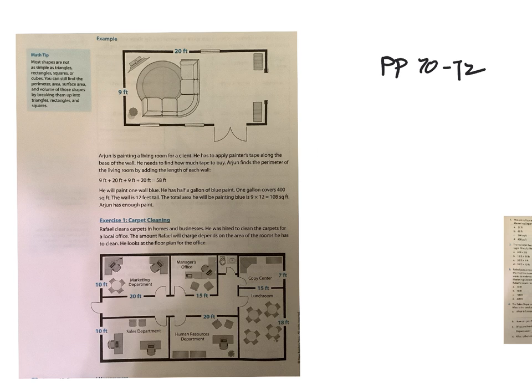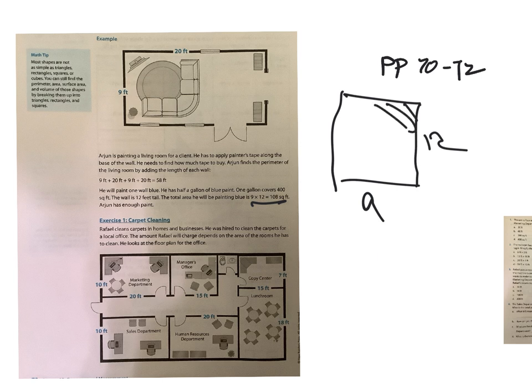So it's 9 feet long and 12 feet tall. So the total area he will be painting blue is 9 times 12. So 9 times 12 will give me the area of this wall here that he's painting blue, which I have painted black. All right, does he have enough paint to paint that? Well, 12 times 9 is 108.